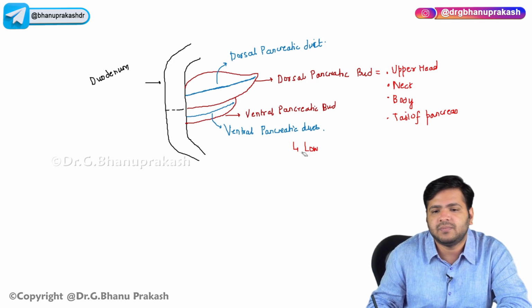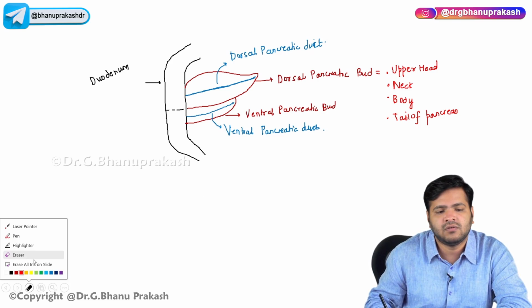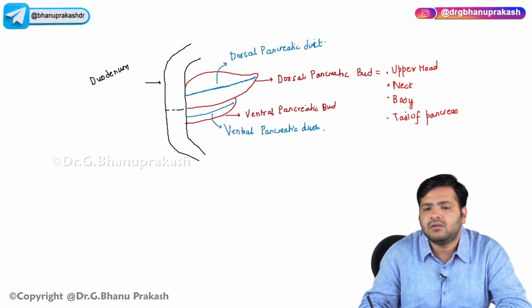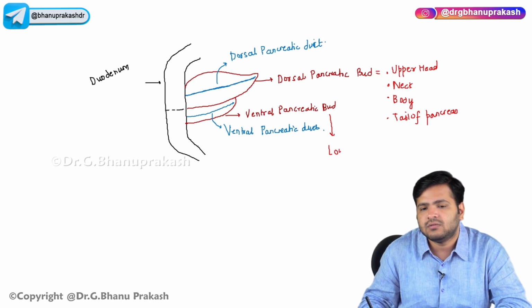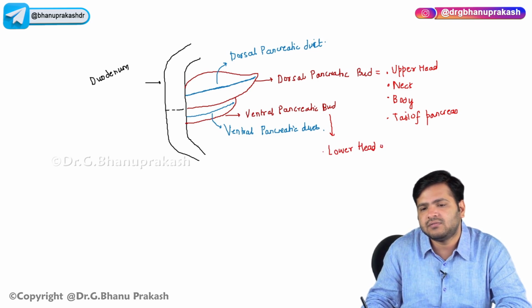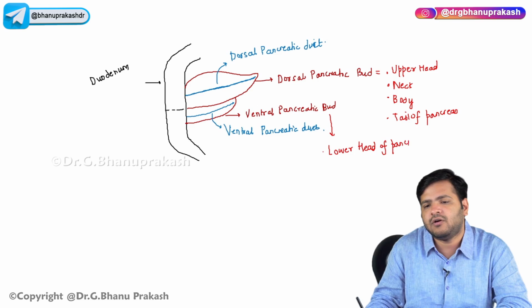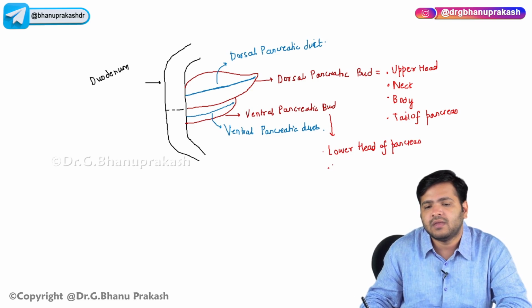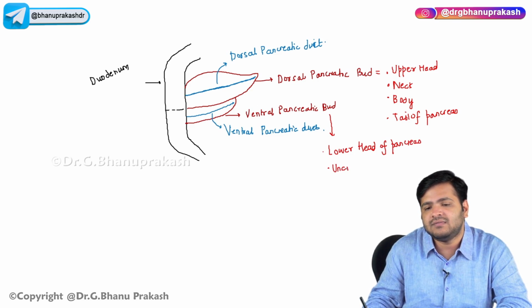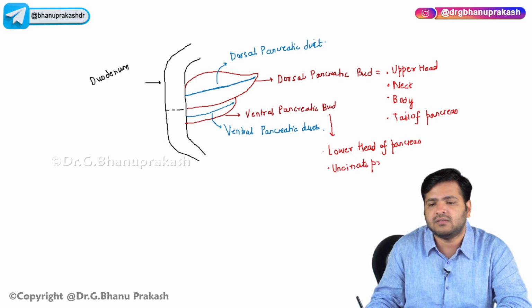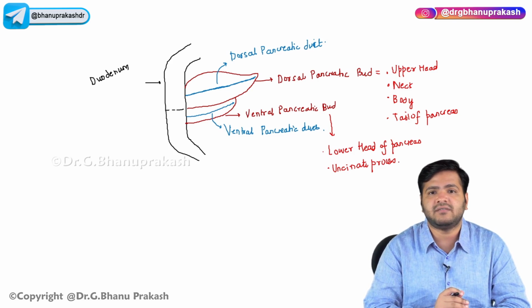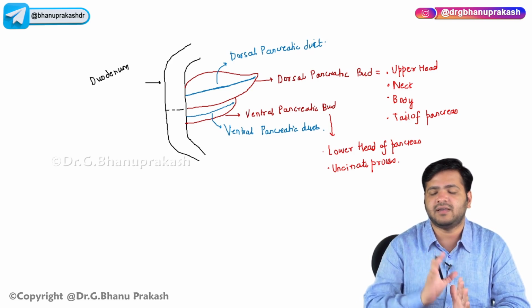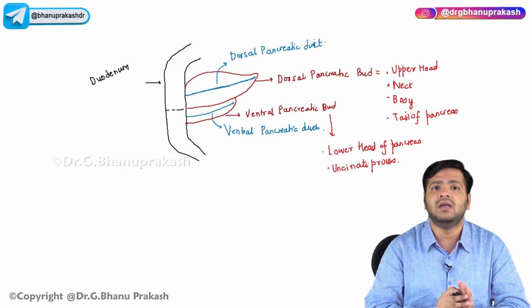Repeating the last line again. From the ventral pancreatic bud, we have the lower head of the pancreas, and one process that is called the uncinate process of the pancreas. So we have the dorsal pancreatic bud and the ventral pancreatic bud giving rise to the different structures of the pancreas, right?